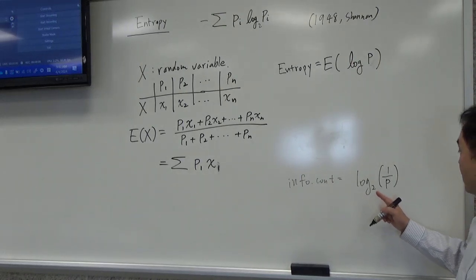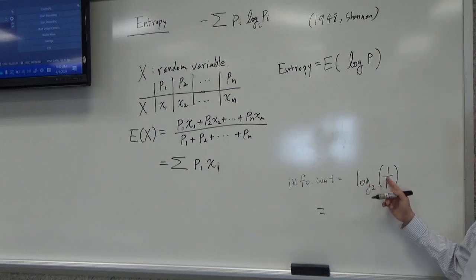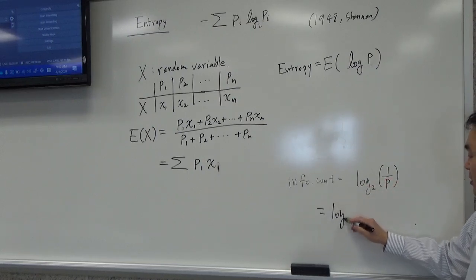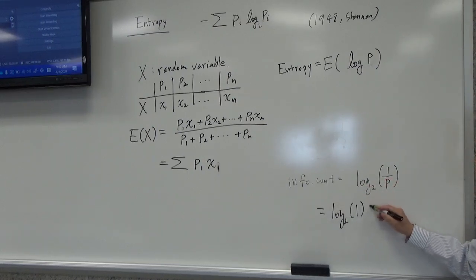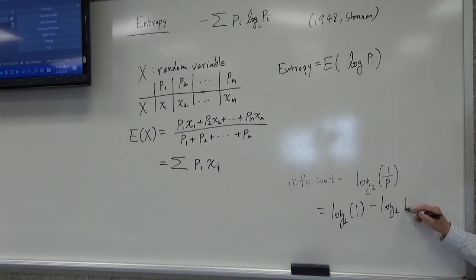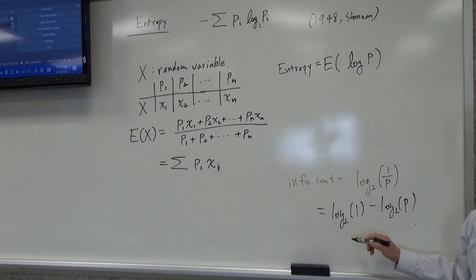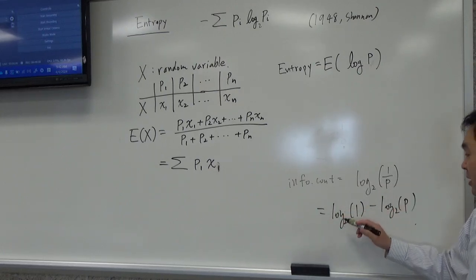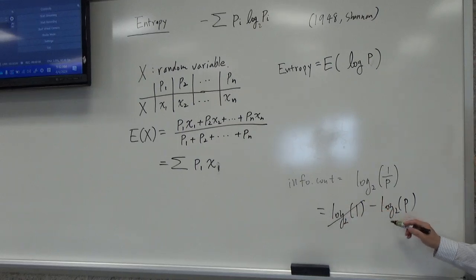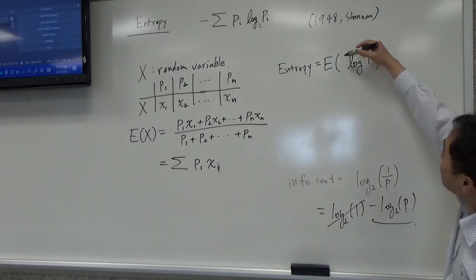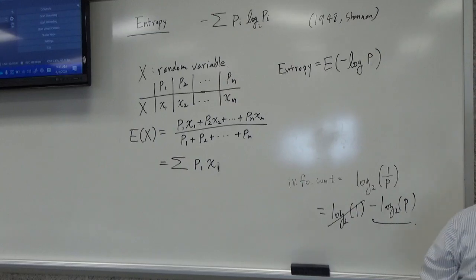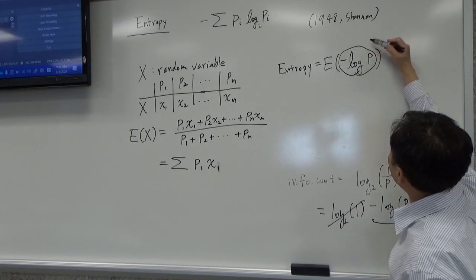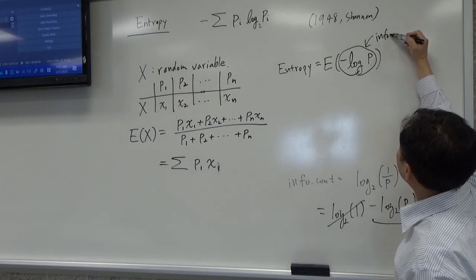Sorry. I forgot to say this. You know, the rule for log is like if you have division, it's a subtraction, right? What's log 2 of 1? Log of anything of 1 is 0, right? So it's gone. So this is the same as this. So I'm going to put this. So this is the information content of each probability.